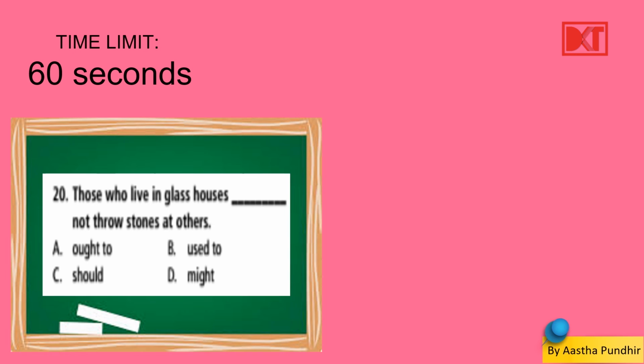Okay, now next, those who live in glass houses dash not throw stones at each other. Ought to not throw stones, used to not throw stones, should not throw stones, or might not throw stones at others. So here the correct answer is C, should. Should not throw stones at others. This is a proverb actually, and here we use should because we are talking about the general norm, the general ways of behavior and the obligation. All right.